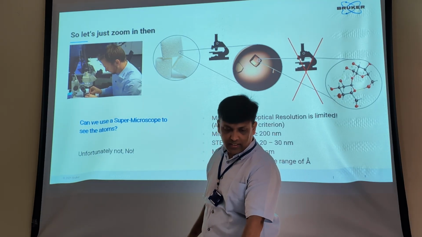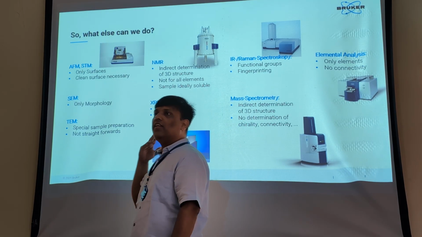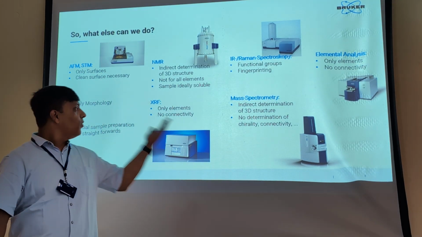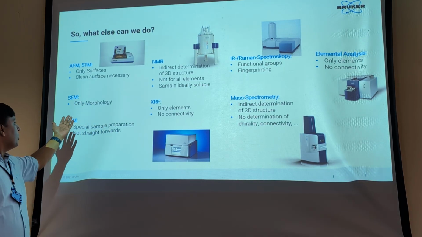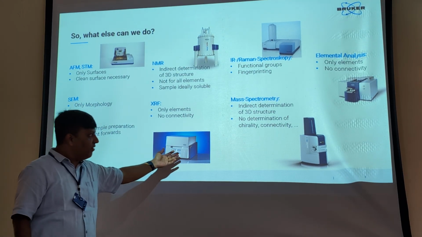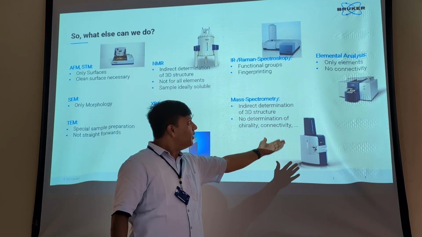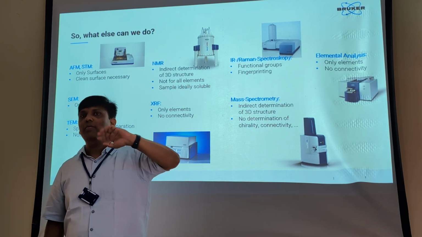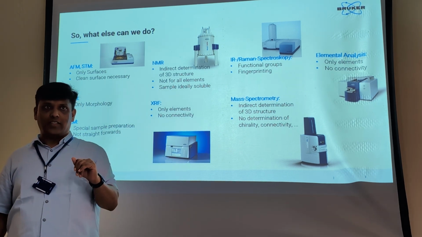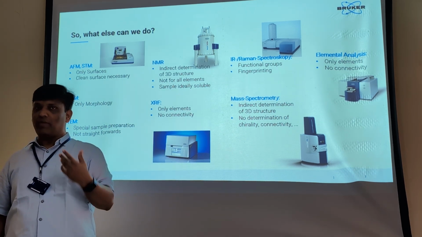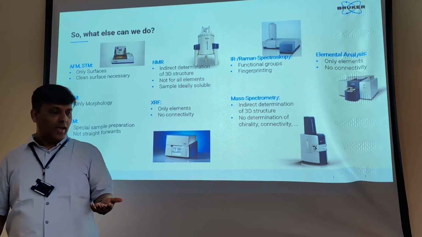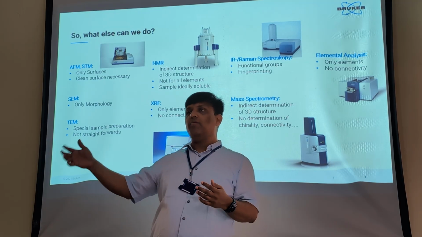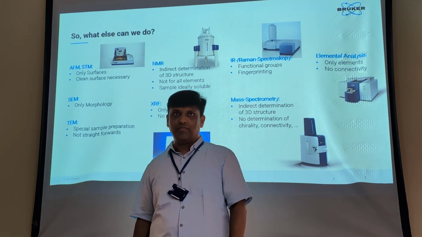So what are the other techniques? Here are the different analytical techniques you use in your day-to-day laboratories. You use NMR, AFM, SEM, XRF, mass spectrometry, and elemental analysis. You do all these things, but none of them will be able to provide you the three-dimensional structure. The limitation is the magnification or resolution, and these are all only fingerprinting techniques. They can tell, but they will not be able to give you the structures.